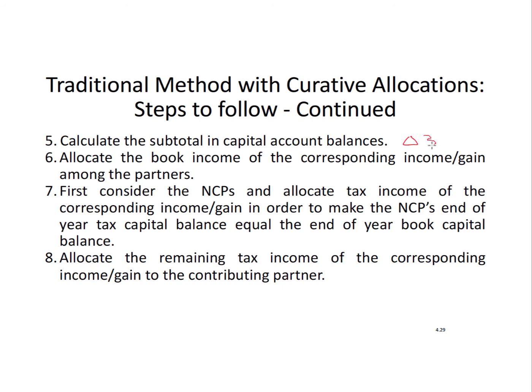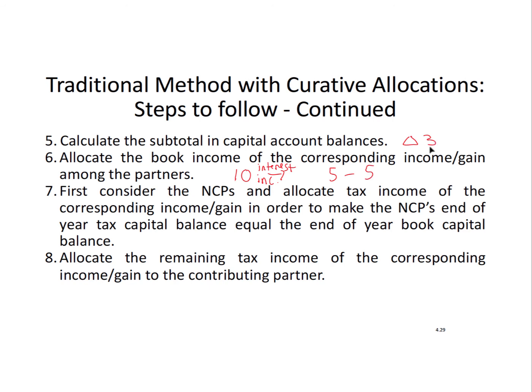We have $3 difference. Then we allocate book income of corresponding income gain among the partners. So for us, that was the $10 of the ordinary income item that we said we're going to do 5 and 5. This is $10 of income that's ordinary. Let's say it's interest income, which is considered ordinary. Interest income is ordinary. So we do 5 to A, 5 to B.